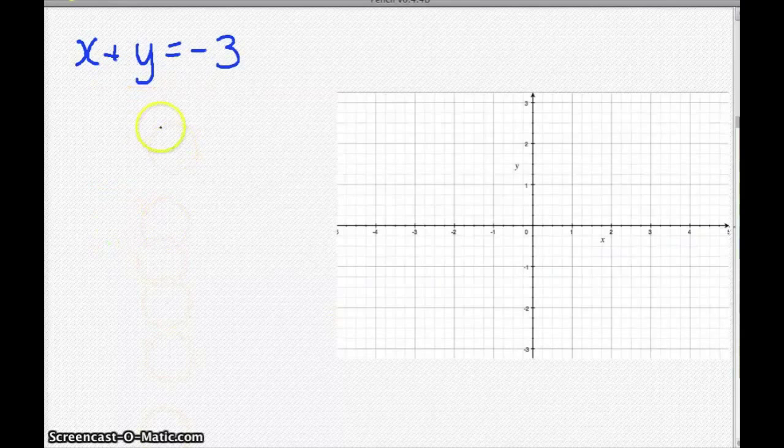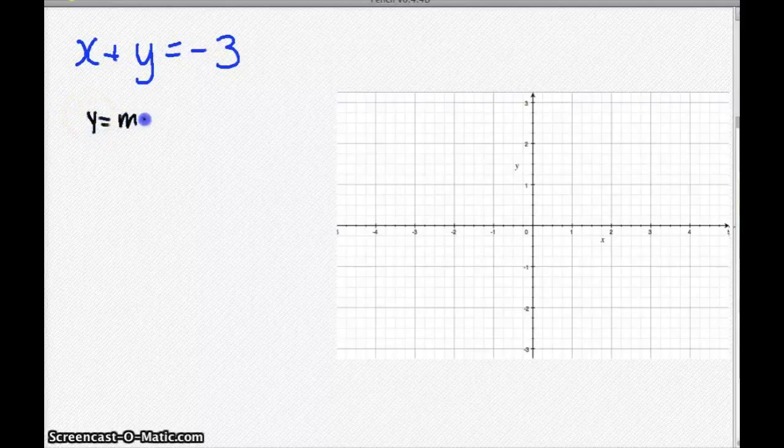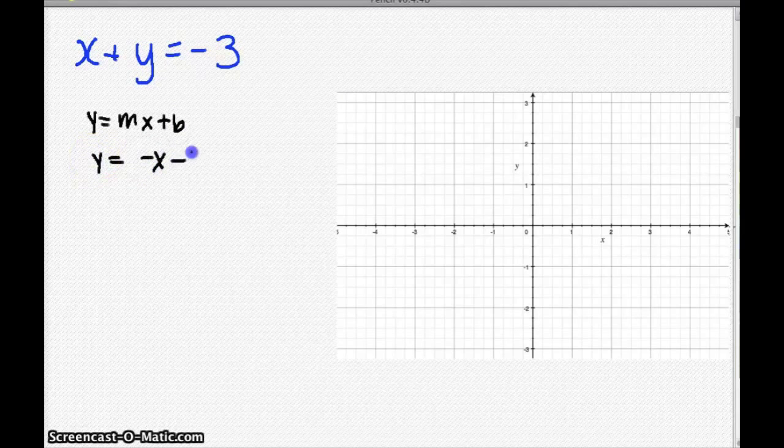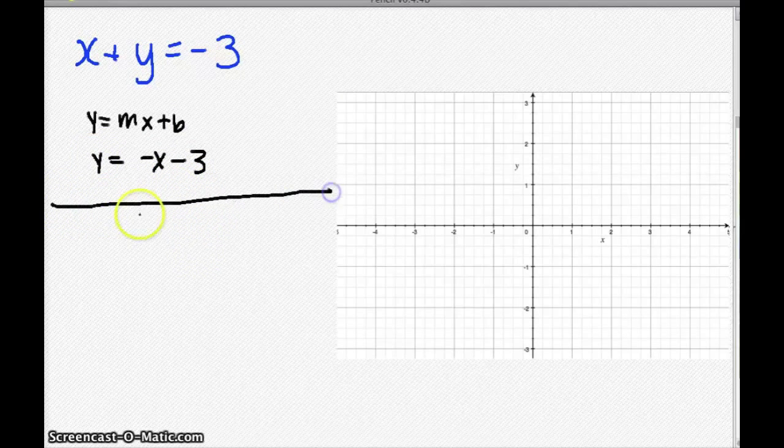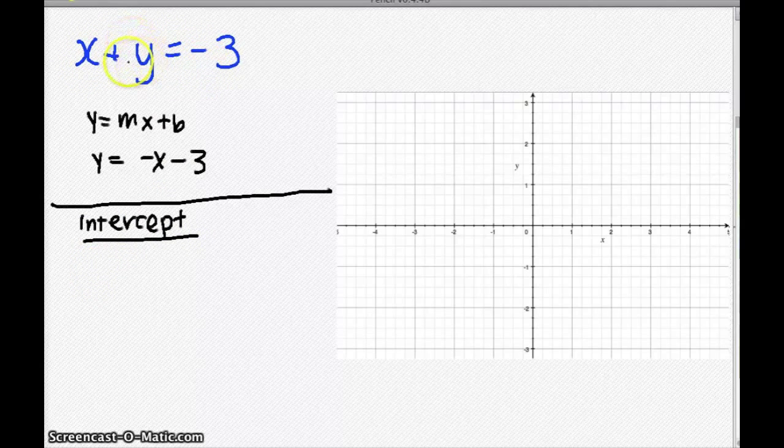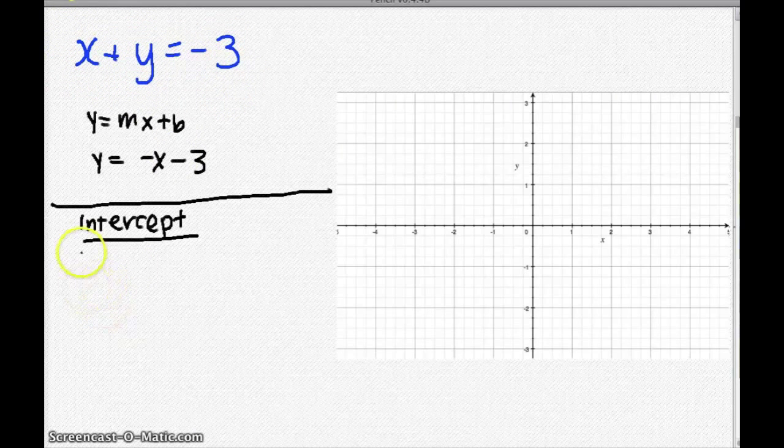Now the next one is x plus y equals -3. We can also convert it to the y equals mx plus b form by going y equals -x minus 3, and that would also work, but another way of doing this would be the intercept method. Since x plus y equals -3 has no fractions and no coefficients, it's really easy to do the intercept form.